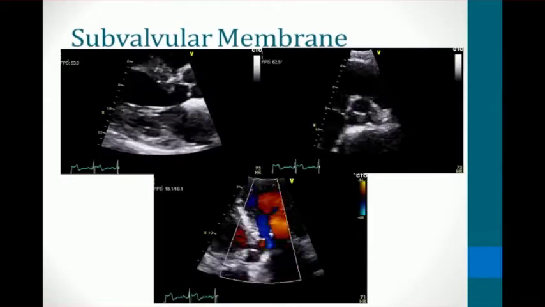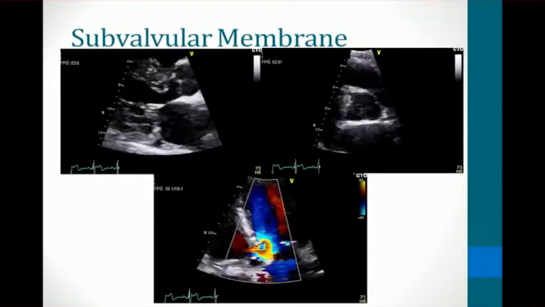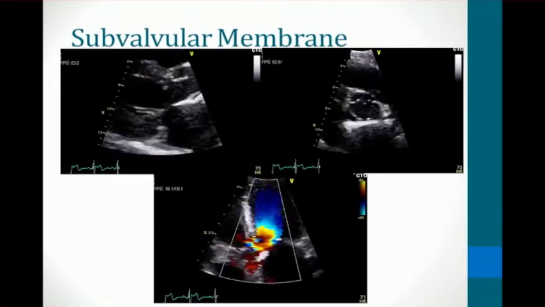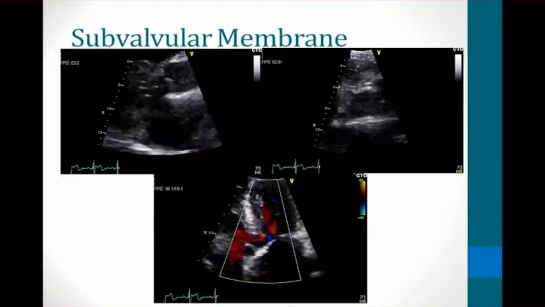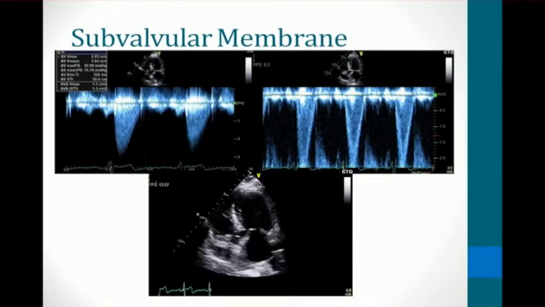Here is a case of subvalvular membrane. The aortic valve looks completely normal, tri-leaflet with thin, pliable cusps, but in the apical 5 chamber, we see some aliasing in the left ventricular outflow tract. On spectral Doppler, there is a peak velocity of nearly 3 meters per second in the LVOT, significantly increased flow velocities. Looking closer at the LVOT, we can see a small mobile membrane.